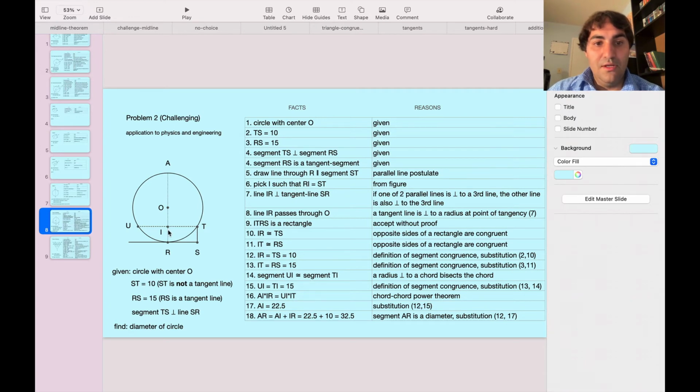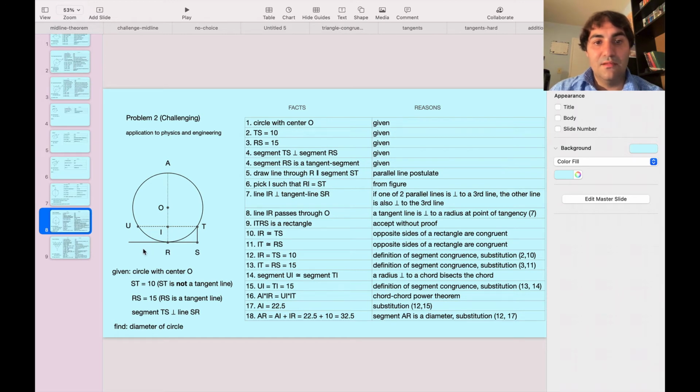So we know that line IR, if we draw this line here, is going to be perpendicular to this tangent line SR. Because if one of two parallel lines is perpendicular to a third line, then the other line is also perpendicular to the third line. So how do we know that? Well, we know that TS is perpendicular to this line. We're given that. And we know that these two lines are parallel, so this line has to be perpendicular to this line RS.